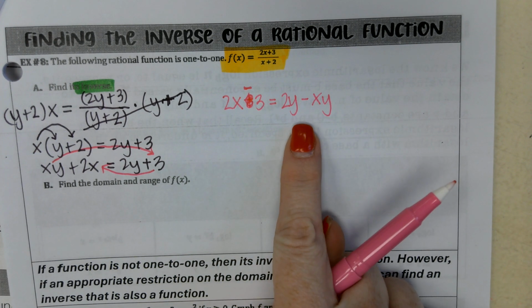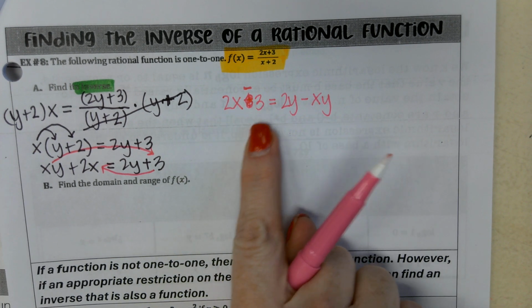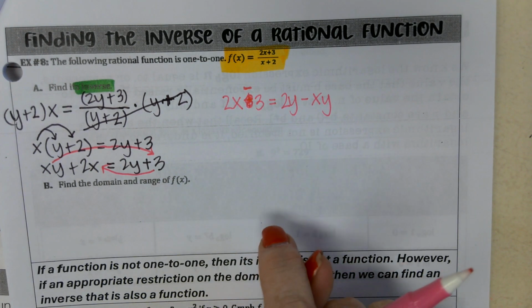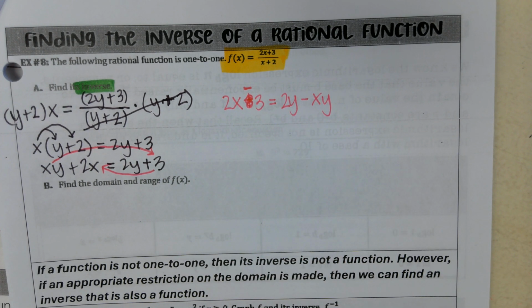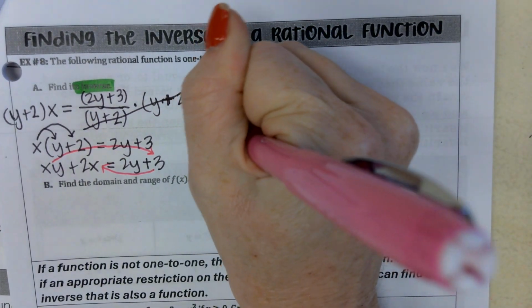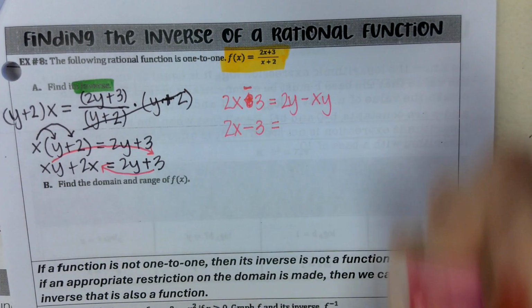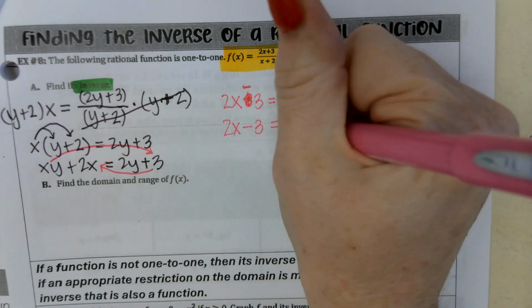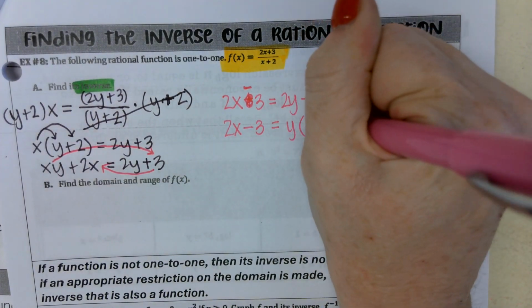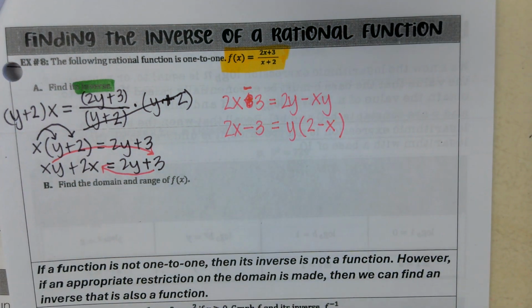Okay, what do you see on the right-hand side? You cannot combine anything here. They both have a y, so therefore what could I do? I could factor out a GCF. So I got 2x minus 3. If I factor out a y, that leaves me with 2 minus x inside.